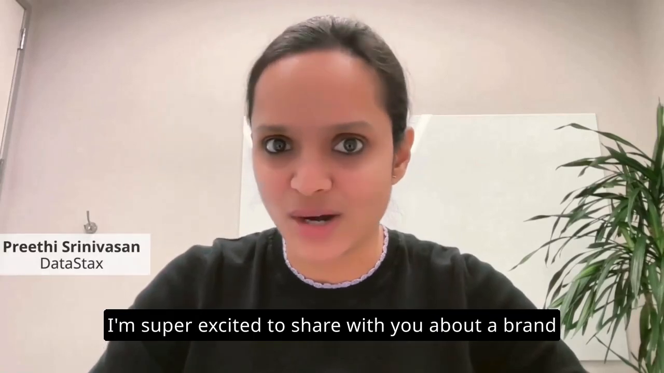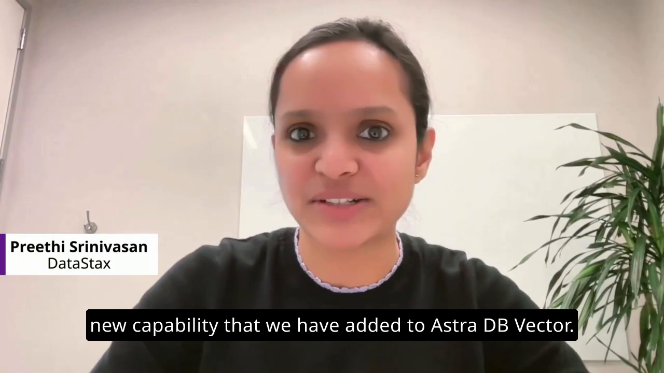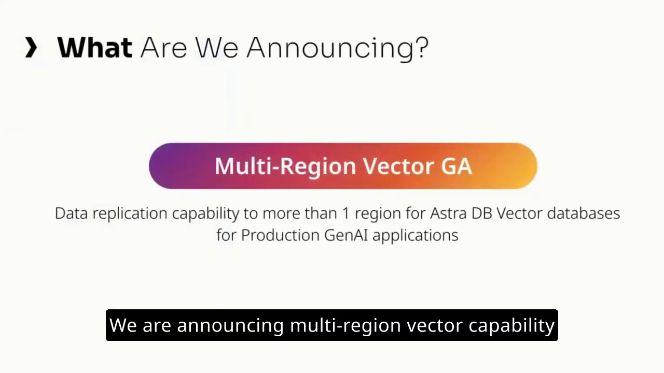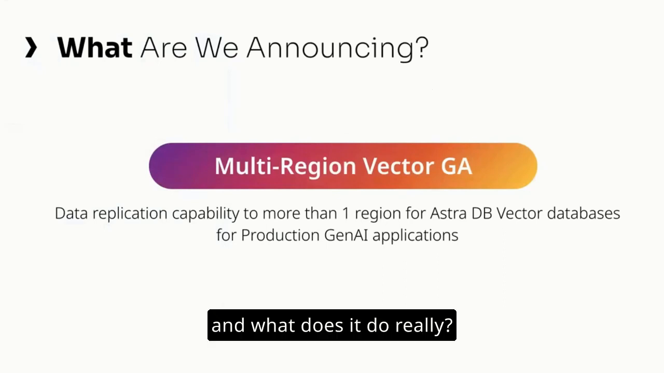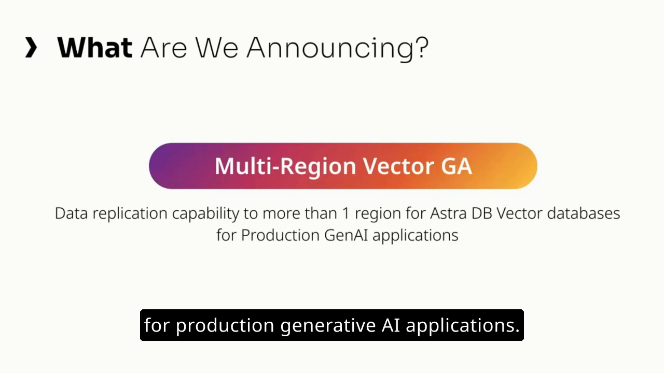Super excited to share with you about a brand new capability that we have added to Astra DB Vector. Let's get started. We are announcing multi-region vector capability. And what does it do really? It's data replication to more than one region for Astra DB Vector. And this is for production generative AI applications.